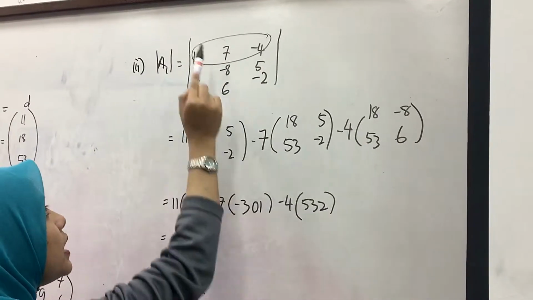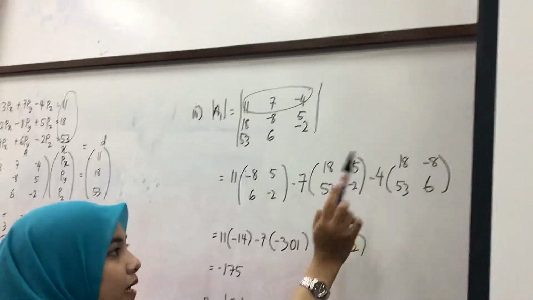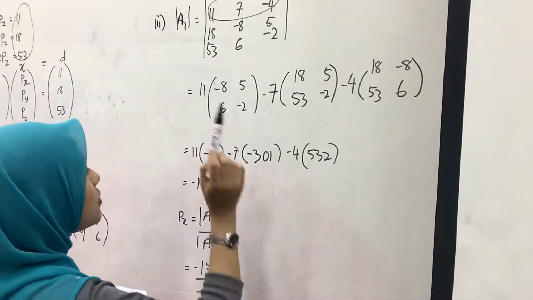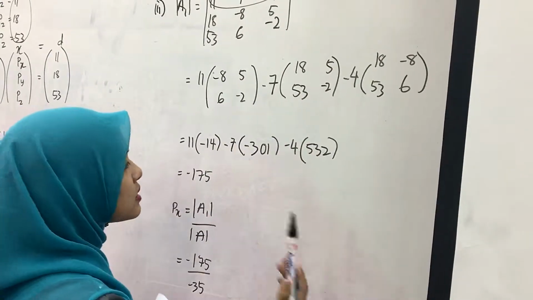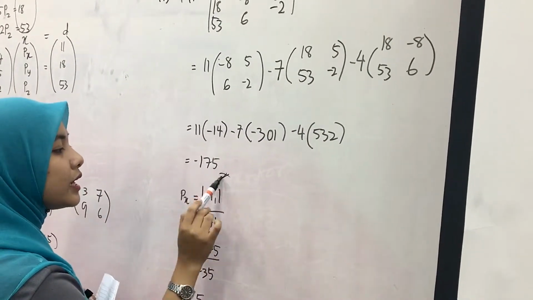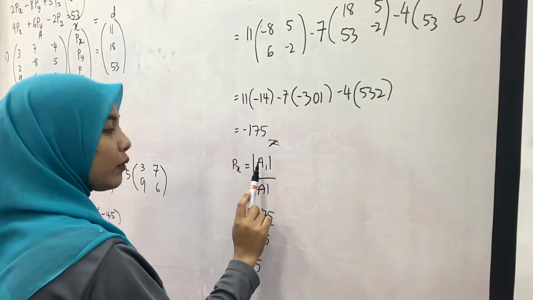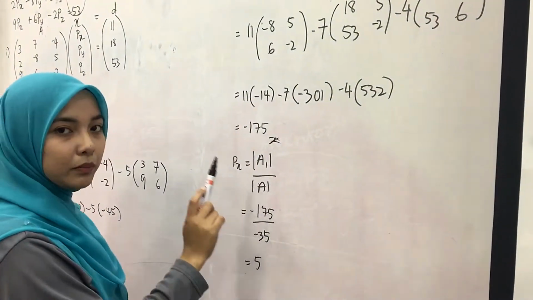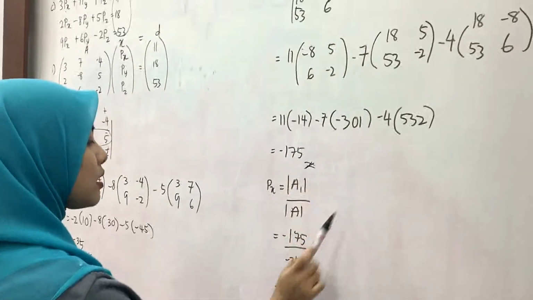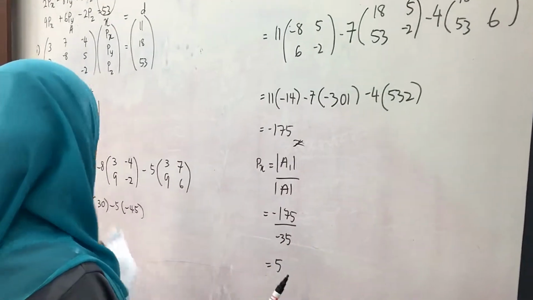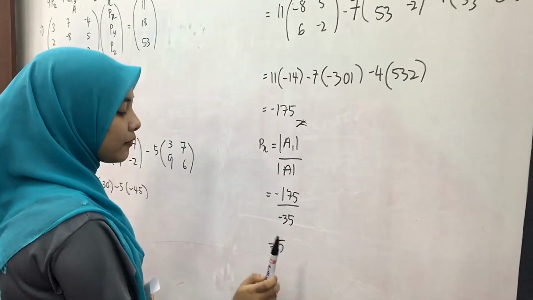So 11, I hide this row and this column, I get this. Same like this, 7, I hide this row and I get this. So like 4. I just have to do the same steps, which is multiply this and subtract the product of this. So I get negative 14 and 6 steps. So I get this, negative 175. To find the Px, I have to divide the A1 determinant by the A determinant. So I take the negative 175 divided by the 5 that I got previously. So I get 5 for Px.